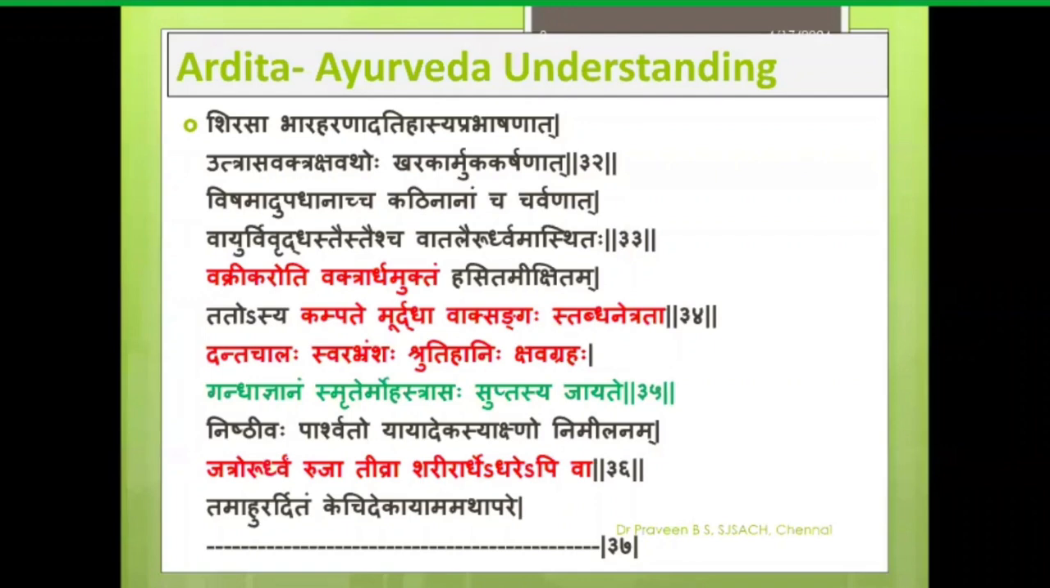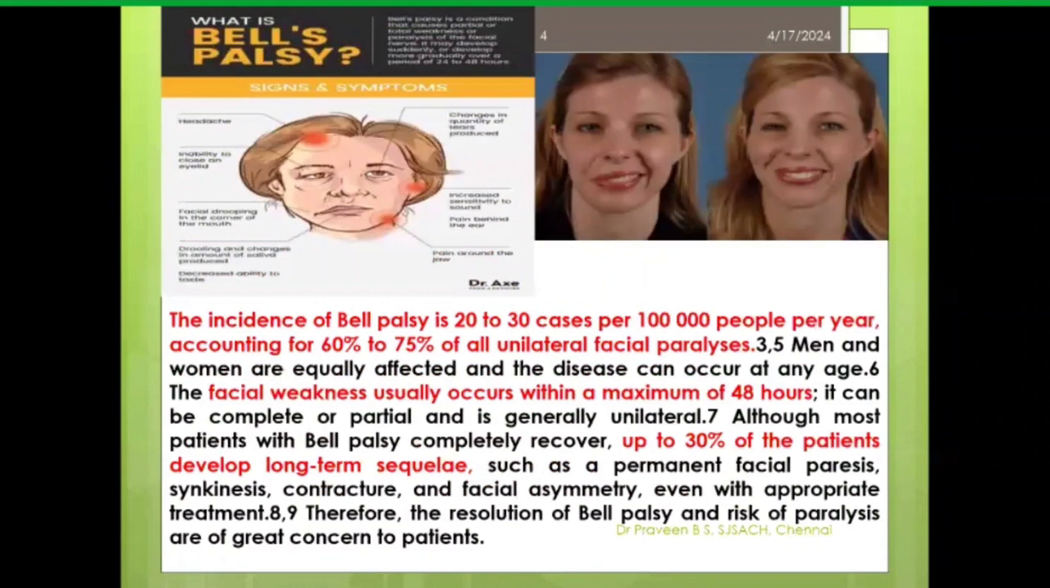When I utter the word ardita, probably most of the people might have understood that this presentation would be all about facial paralysis. But looking at the signs and symptoms given in the various texts, you can also say that this is not confined only to facial involvement, including signs and symptoms like gandha jnanam, smrite moha, trasaha, suptasya jayate. There are different varieties of symptoms, and even the sensory system is involved.